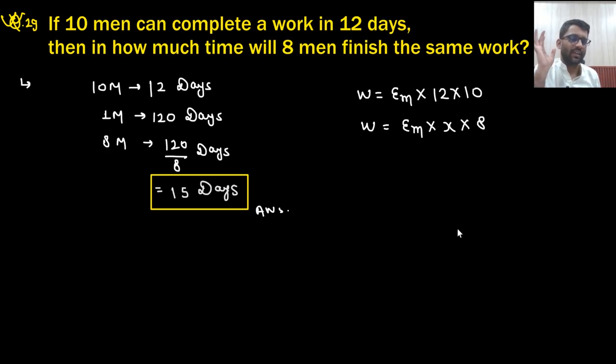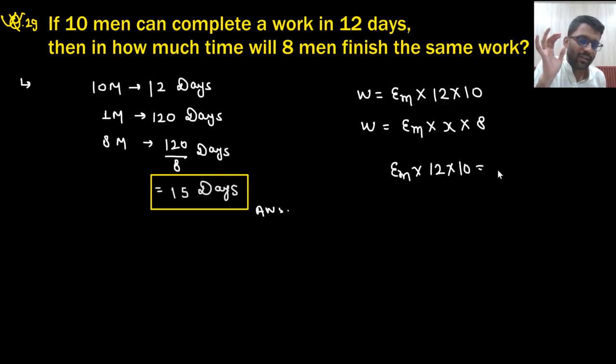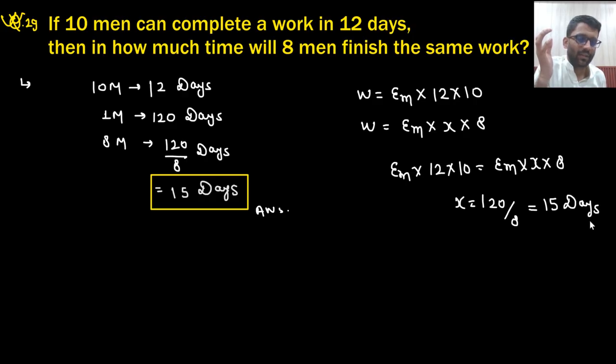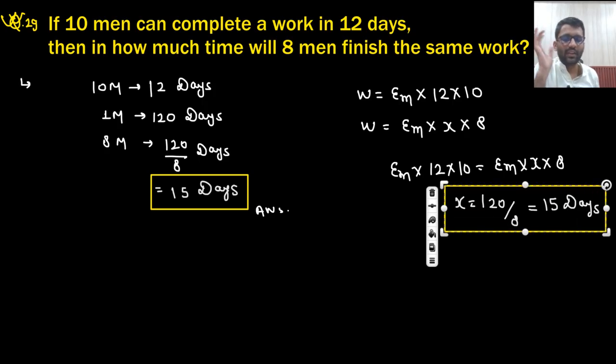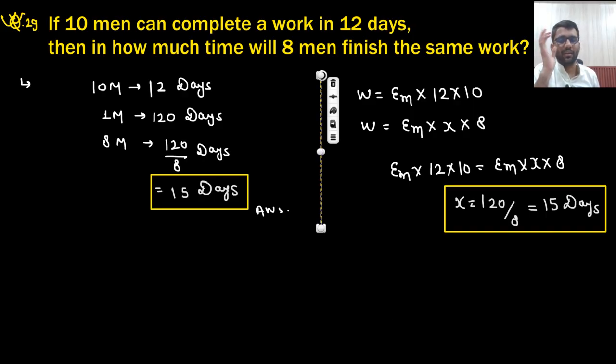So this will be the equation, right? So what did you get to know here? Efficiency of man into 12 into 10 is equal to efficiency of man into x into 8. So x is equal to 120 by 8. So this could be the other method. So 15 days you are getting. Sometimes whenever nothing clicks in front of you, you can go with the conventional approach, that is, just take the work as W and write down the things.